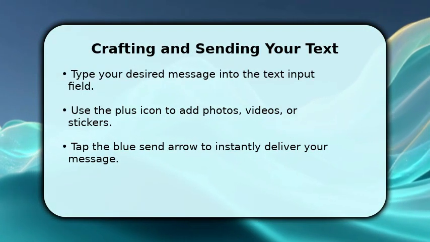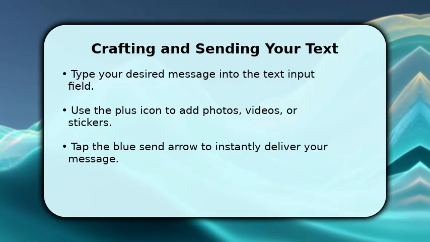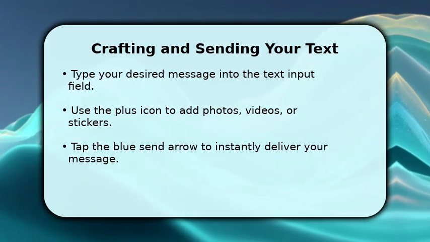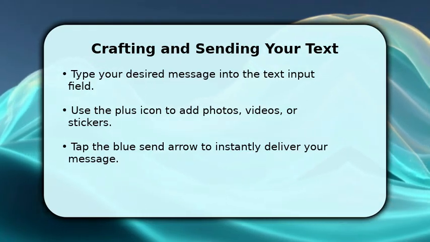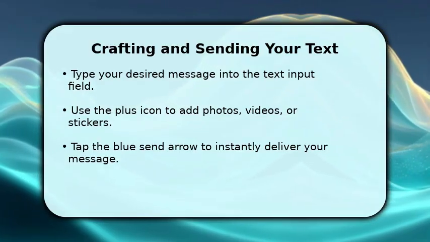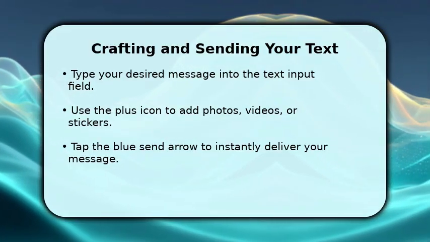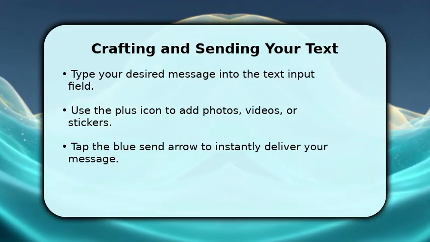Once you've selected your recipient, you'll see a text input field at the bottom of the screen. Go ahead and type out your message there. If you want to add some flair, tap the plus icon next to the text field to include photos, videos, or even fun stickers. When your message is perfect, simply tap the blue send arrow, and your iMessage will be on its way to your friend or family member.